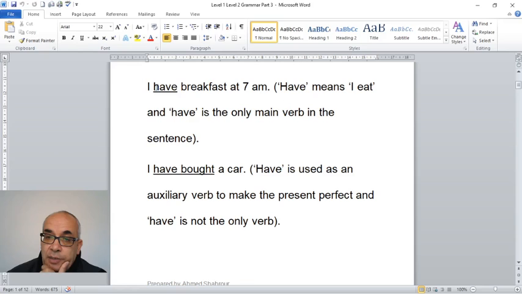So have here is main verb because it is the only verb. Have here is an auxiliary verb. Why is it auxiliary? Because it helps us to make the present perfect. I explained before, I gave you information on auxiliary verbs, and I said auxiliary verbs help us to make questions, to make negatives, and to make tenses. So have helps me to make the present perfect tense.